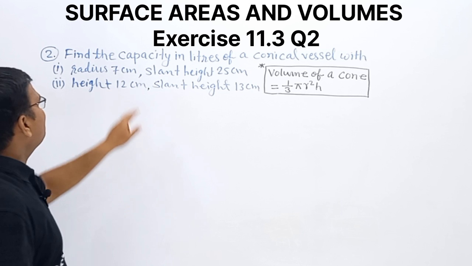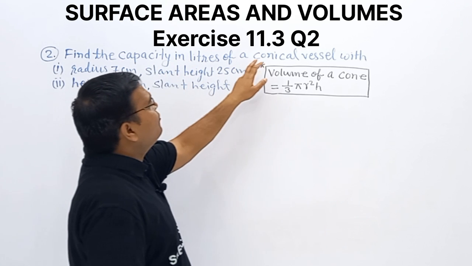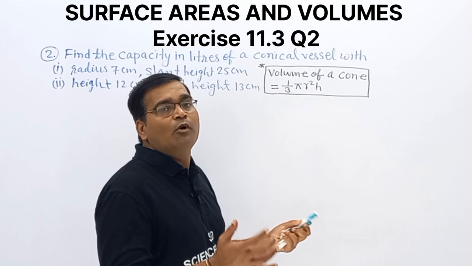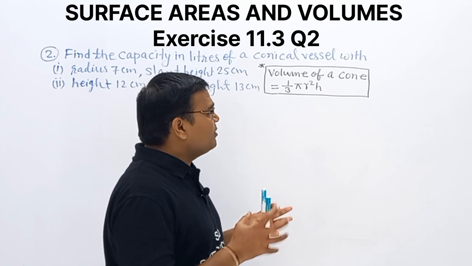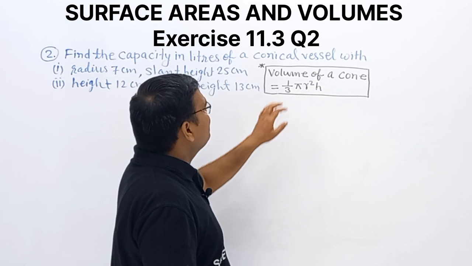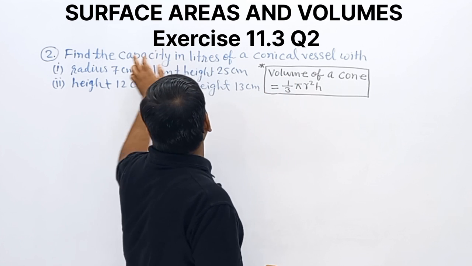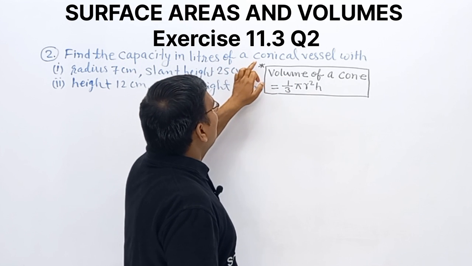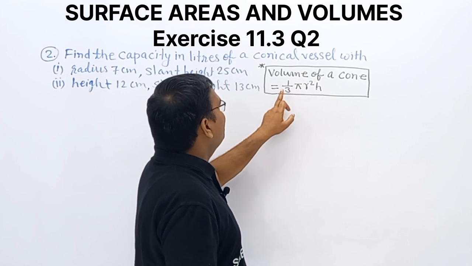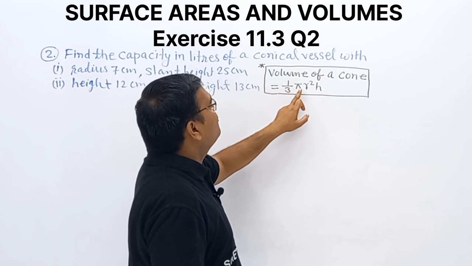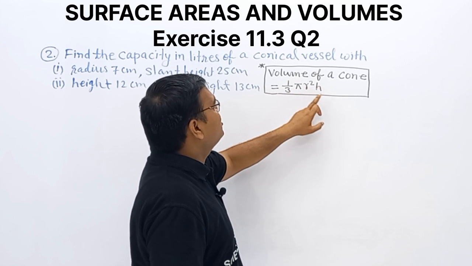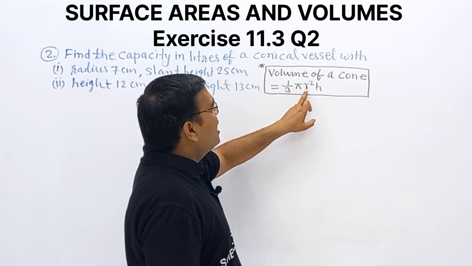Observe, simple question. We want the capacity of a conical vessel. What is capacity? Capacity of a conical vessel means the volume of a conical vessel. So we will use this formula: volume of a cone, which is 1/3 of the volume of a cylinder, 1/3 pi r square h. What is r?